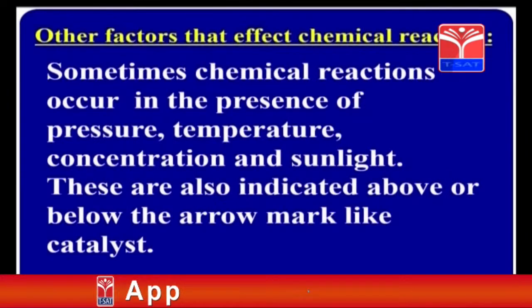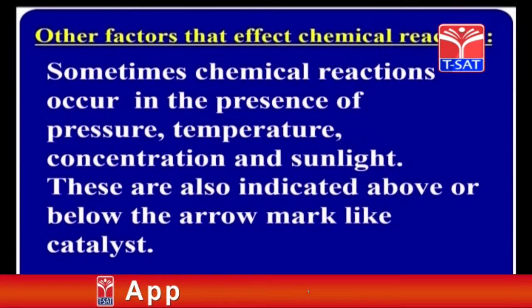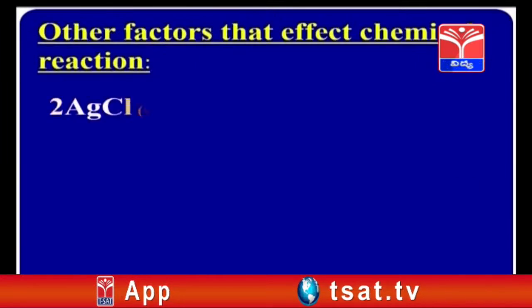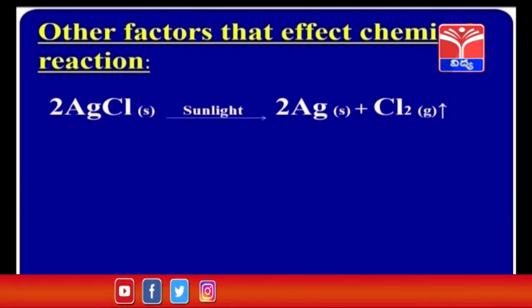Other factors that affect chemical reactions. Sometimes chemical reactions occur in the presence of pressure, temperature, concentration and sunlight. These are also indicated above or below the arrow mark, like a catalyst. For example, AgCl decomposes to form Ag and chlorine, and this takes place in the presence of sunlight. That is why sunlight is indicated above the arrow mark.